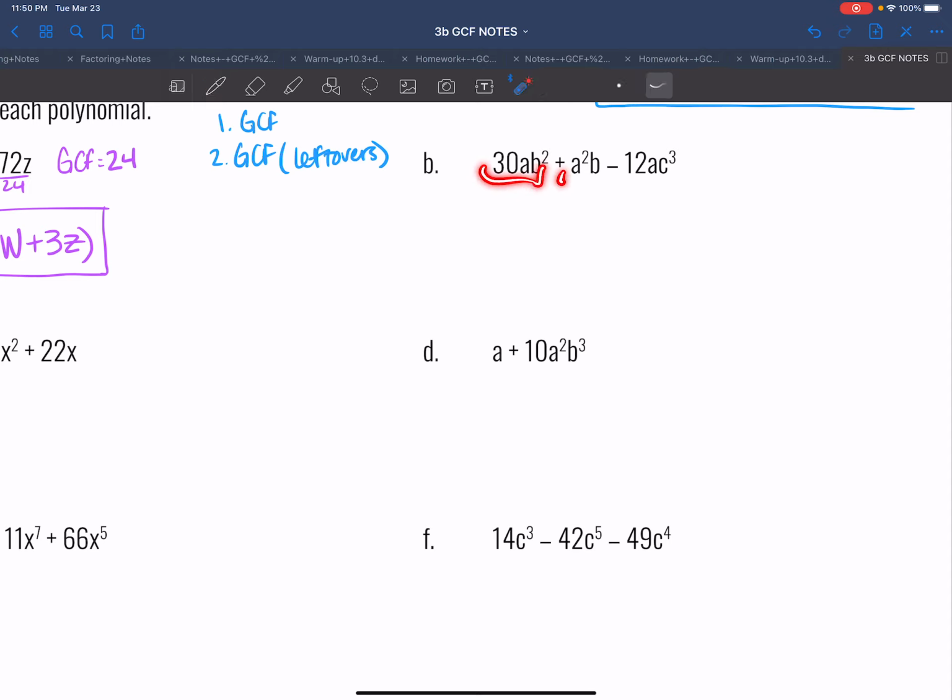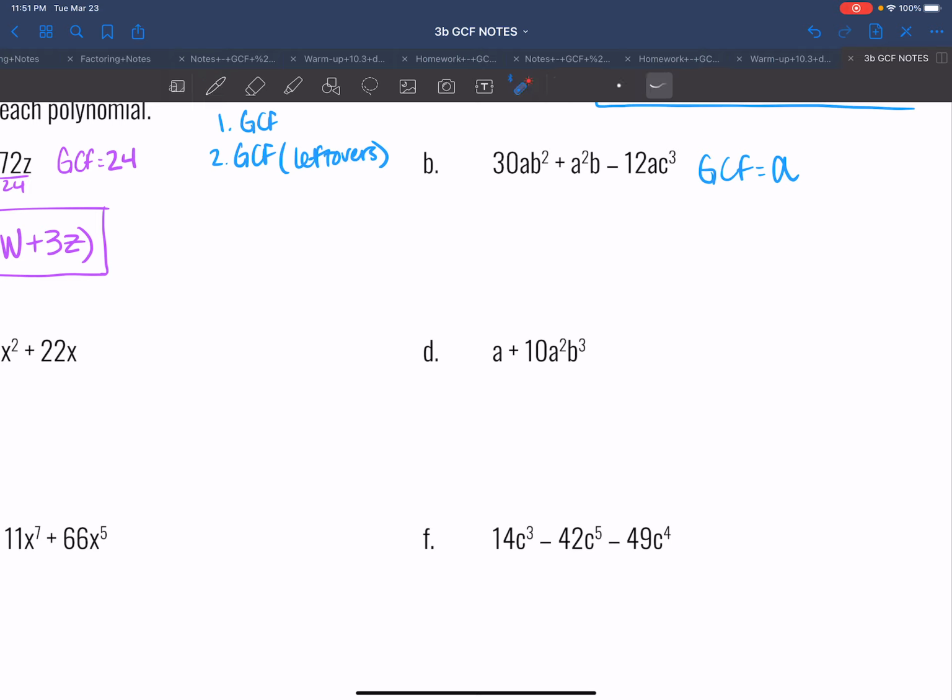So I want to look through my three terms, and first I always check for the GCF of the coefficients. Those are 30 and negative 12. Since this middle term doesn't have a coefficient, I can't factor out a coefficient. So then I'll move on to the a's. A squared, and a. So I want to think, what's the most that I can take out of that variable, and that would be just an a.